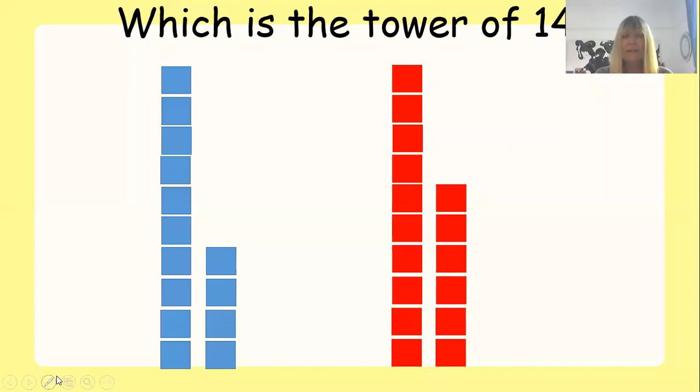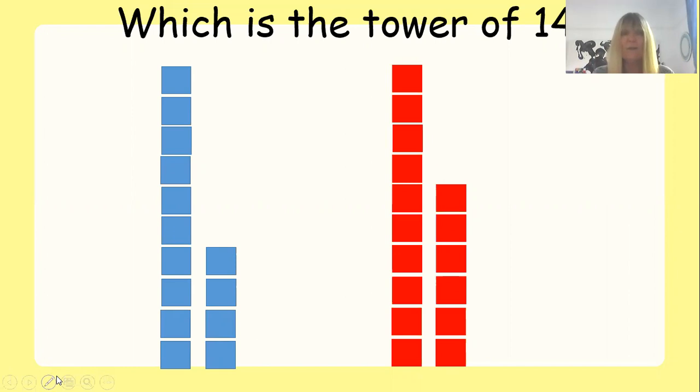Have a quick look at these towers. There are 2 blue towers and 2 red towers. Have a quick look. Which one do you think is 14? Did you say the blue tower? Yay, well done. The blue side has got 14 cubes. The red side has got more than 14.